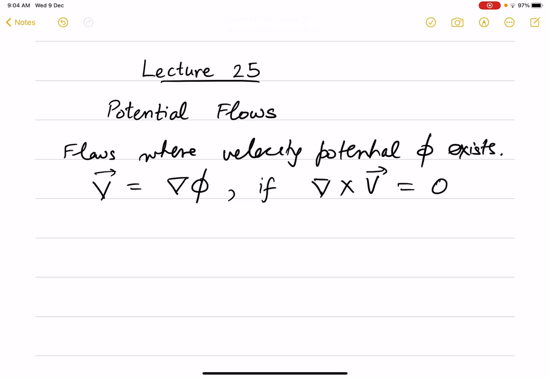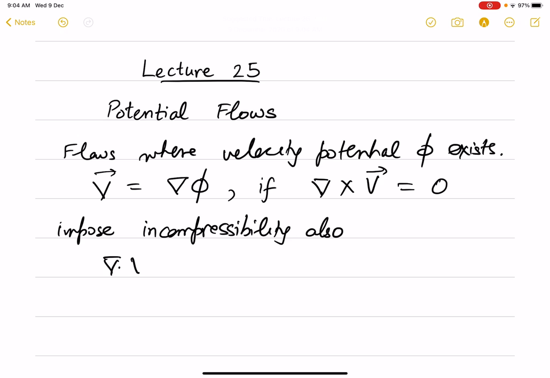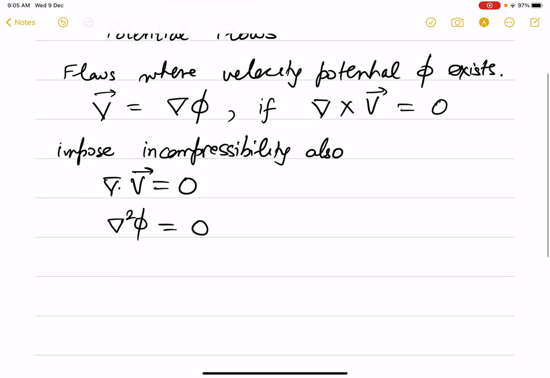But when we talk of potential flows, we impose the incompressibility condition also, which will mean that we are talking of del dot V is 0, and we have seen this in the last lecture. The governing equation then becomes del square phi is equal to 0. Now, we have a lot of literature in fluid mechanics where fields have been solved using this equation.